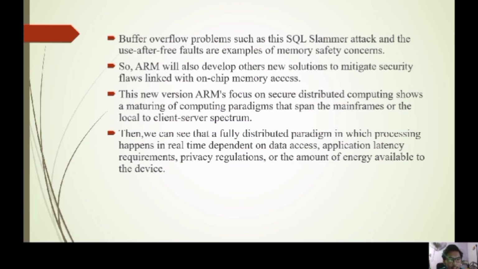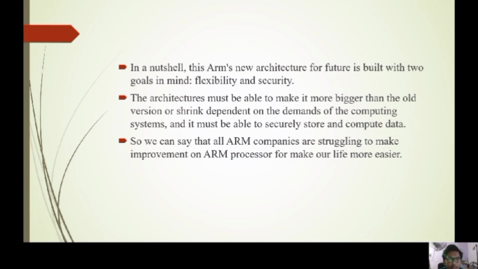Then we can see a fully distributed paradigm in which processing happens in real time, depending on data access, application latency requirements, privacy regulation, or the amount of energy available to the device. In a nutshell, this new architecture for the future is built with two goals in mind: flexibility and security. So, we can say that all companies are struggling to make improvements on processors to make our life easier. Thank you.